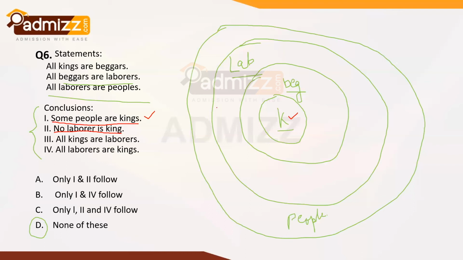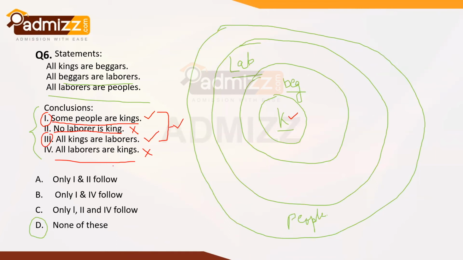This does not follow because we are clearly given, or we can even judge by this Venn diagram, that the set of kings lies within the set of laborers. So conclusion number two is clearly wrong, right? All kings are laborers, right? This follows as well. And we are given all laborers are kings. This is not followed, right? So only two of these follow, that is conclusion number one and conclusion number three, right?